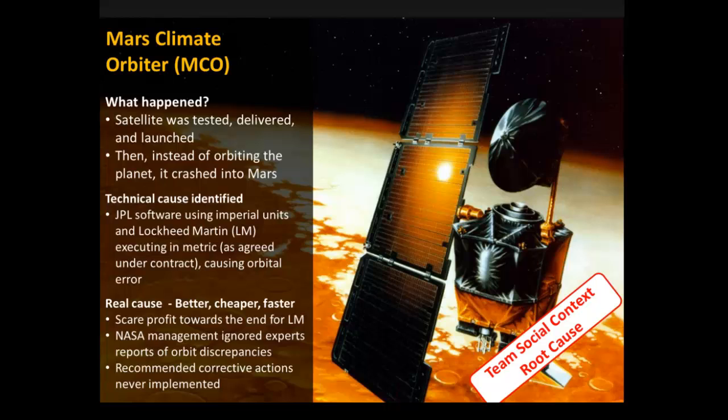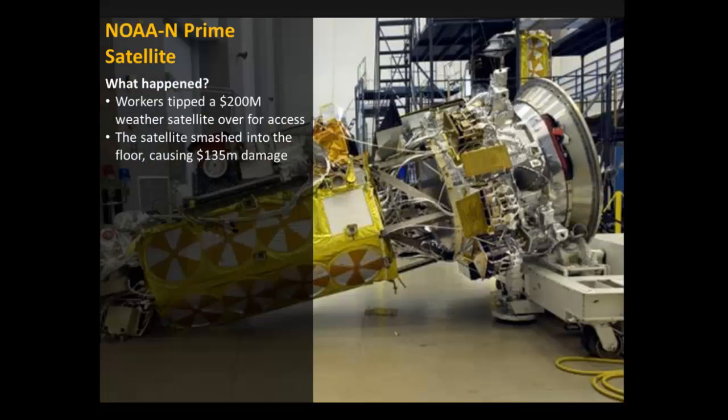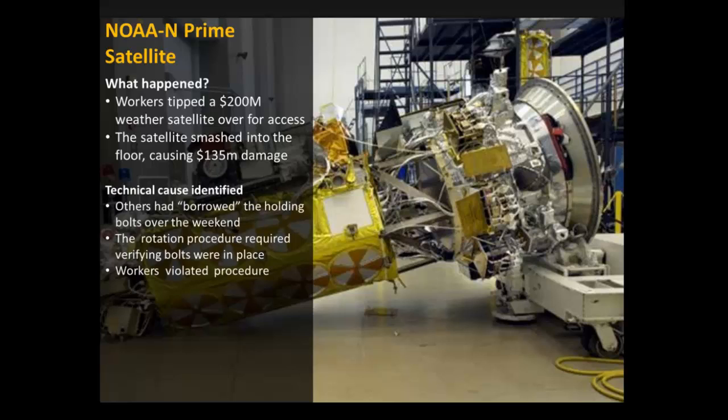Now an N-prime satellite is being constructed. It is a really bad Monday morning for you. You do $135 million worth of damage to a project that costs $200 million in its entirety. What happened? Restraining bolts weren't in place, and the workers rotated the cradle without doing a 2-minute procedural check. Crash. Take that photo in for a moment. 2 minutes could have prevented $135 million.